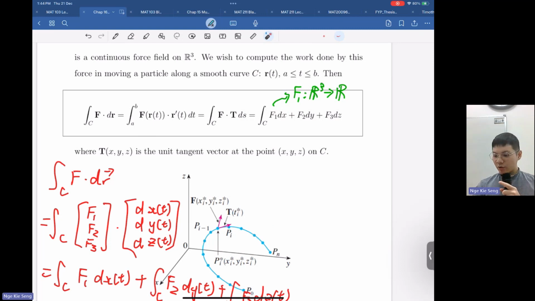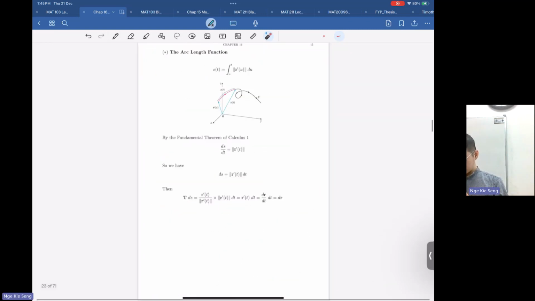Why do we use dot product here instead of cross product? Because work done is a scalar, a number. Dot product will give you a number. Cross product gives you a vector. We want a number, a scalar. Work done is a scalar, so that's why we use dot product. I explained this idea so that it's easy to memorize this formula. Any question on work done? If not, we go to the next part.